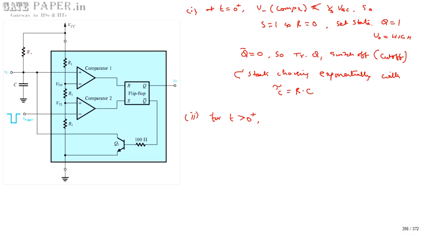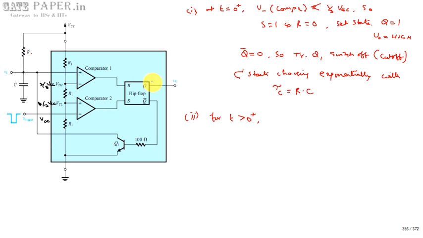Trigger is nothing but a very short duration pulse which will be applied for only a short amount of time, and for t greater than 0 plus we assume that the trigger comes back to its normal state, that is VCC. So the value present at this point is now VCC, and across this VTL it is 1/3 VCC, and across VTH it is 2/3 VCC.